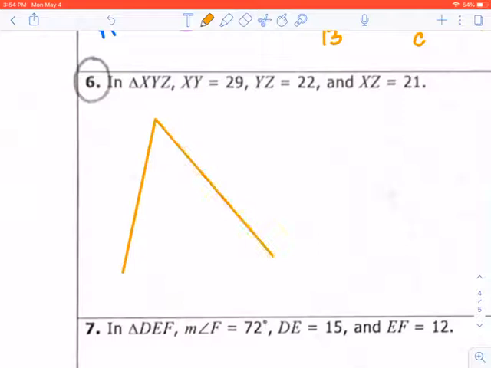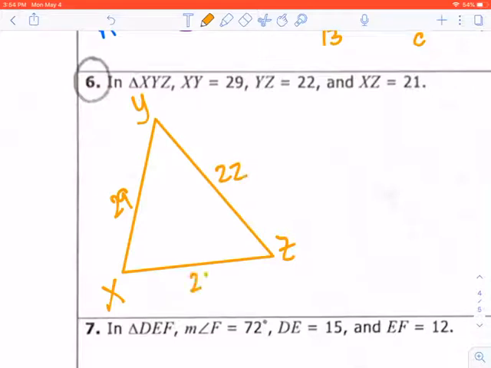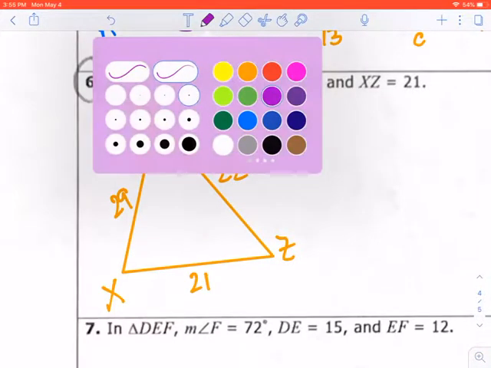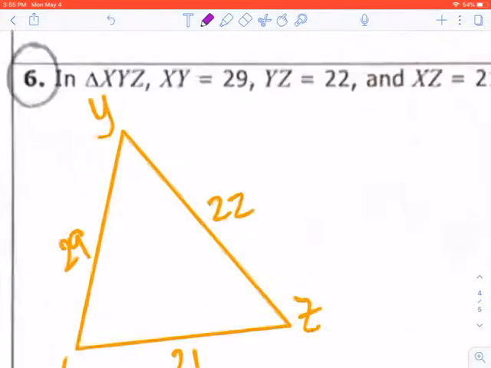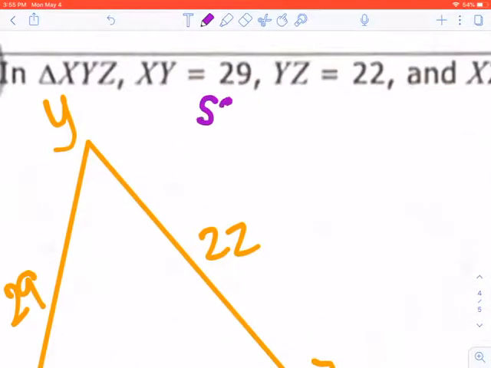Triangle XYZ. Go ahead and draw it. X, Y, and Z. They tell you XY is 29. They tell you YZ is 22. XZ is 21. All right. That means I have to find all three angles. I've been given all three sides. I have to find all three angles. They gave you all three sides.